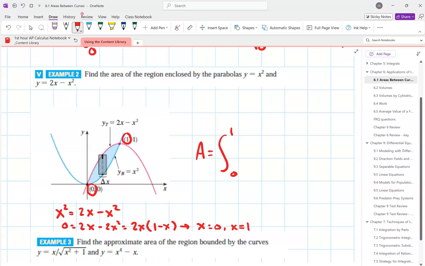Right? Everybody's okay there? So if that picture wasn't given to you with the intersections, or if the intersections weren't labeled, how would you find them? You just set the two functions equal to each other and solve. Okay, what is my upper function then? Look at the picture. Should be 2x minus x squared, right? And my lower function should be x squared.